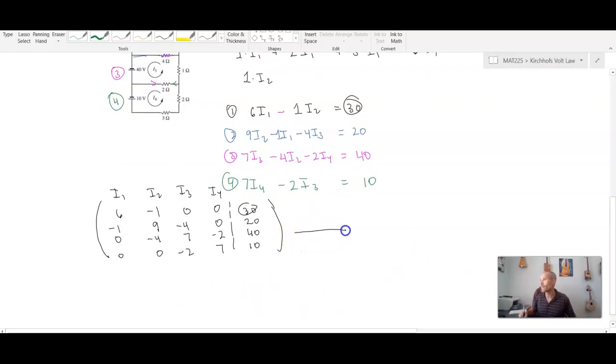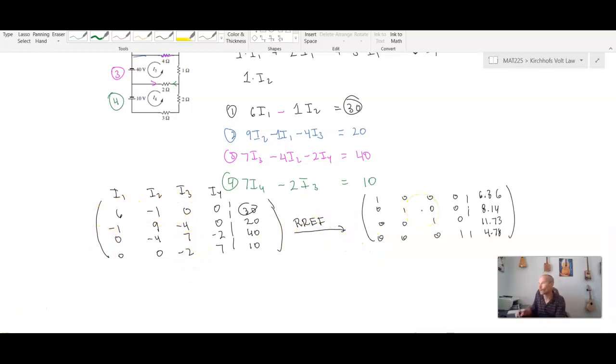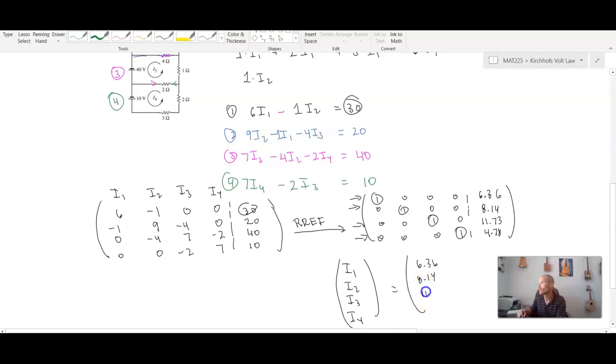And so now, not by hand, but using technology, we're going to compute the row-reduced form of this system of equations. Our reduced form comes out to this, which right away I see leading ones in each column, for each row. And so I know that I'm going to have a unique solution in this case. So I1, I2, I3, I4, written in vector form, is going to be 6.36, 8.14, 11.73, and 4.78. These are typically measured in amps or amperes.